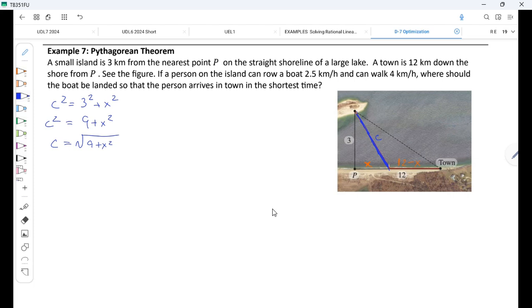So I'm going to unmark that as c and mark that as the square root of 9 plus x squared. Cool. All righty.